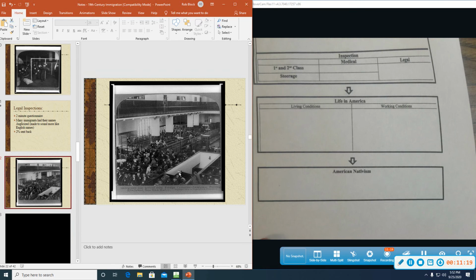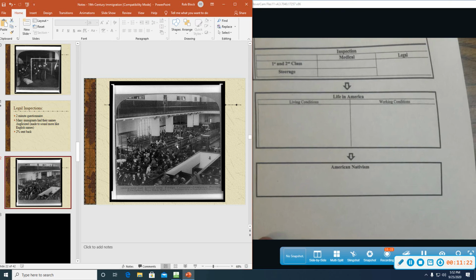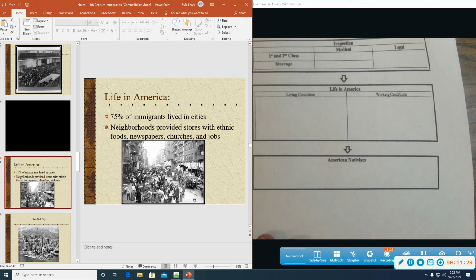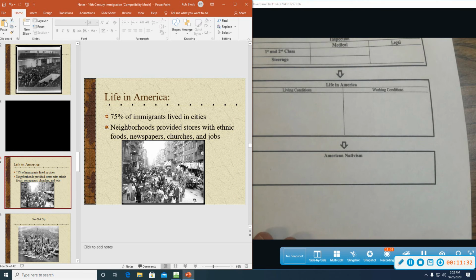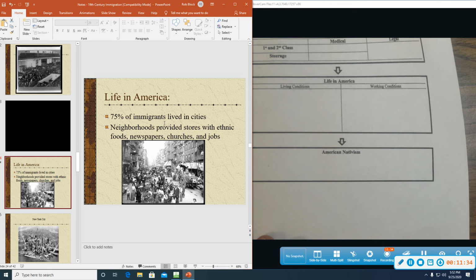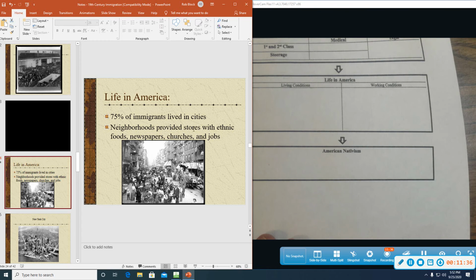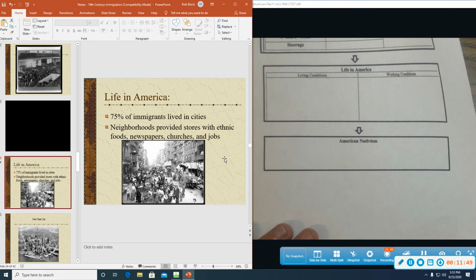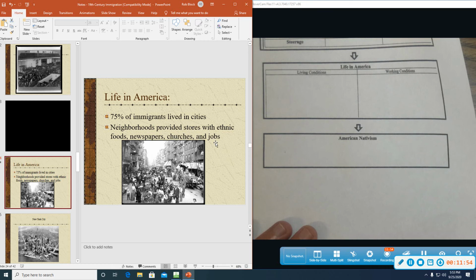All right, so here's a photograph of the people being processed through Ellis Island. Looks almost like mass production. This is the time of industrialization. Okay, life in America. 75% of immigrants lived in cities, so 75% are going to stay in the urban areas. Neighborhoods provided stores with ethnic foods, newspapers, churches, and jobs. So when you get off the ship, you're going to be naturally drawn to people who speak your language, eat your foods, practice the same religion. And also it would be a good way to network for jobs.